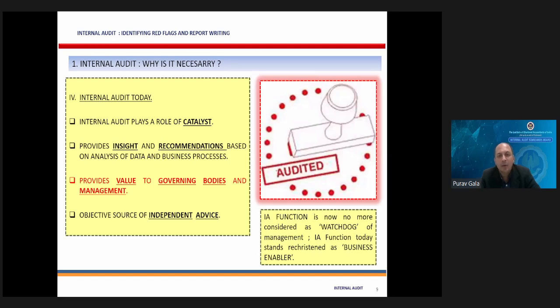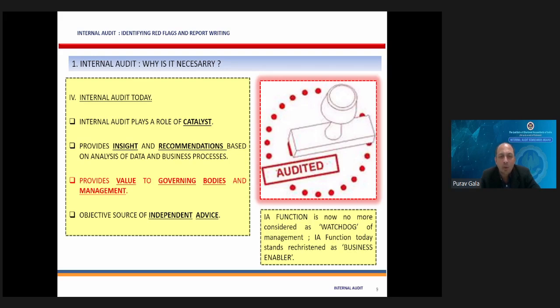Why is this audit necessary? It plays the role of catalyst, provides insight and recommendations based on analysis of data and business processes, and provides value to governing bodies and management. We will demonstrate through an example how audit can actually provide value.